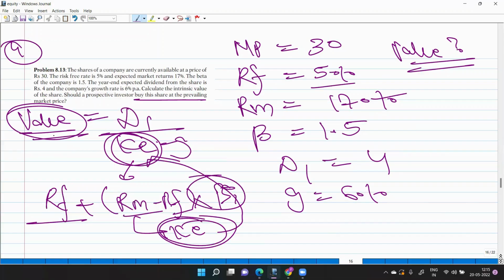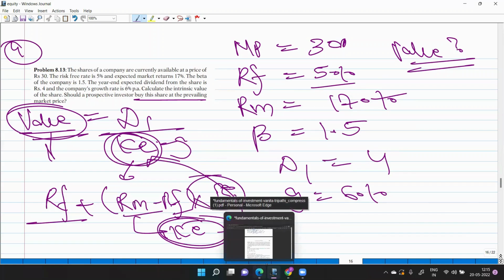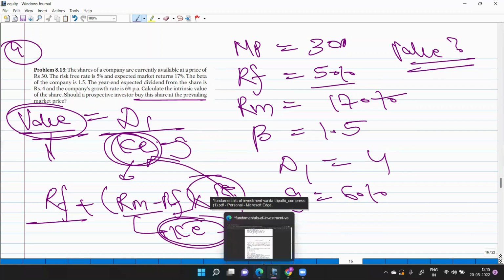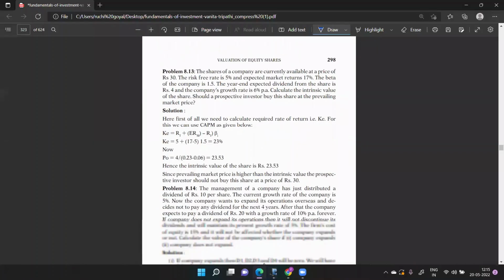ये डिसीजन मैं कैसे लूंगी? वैल्यू और मार्केट प्राइस को कंपेयर करके। ठीक है, अगर वैल्यू ज्यादा है और मार्केट प्राइस कम है, we will say yes, we will like to buy the share because share is underpriced. ठीक है, and vice versa. अगर वैल्यू कम आती है और मार्केट प्राइस ज्यादा है तो we will say the share is overpriced.